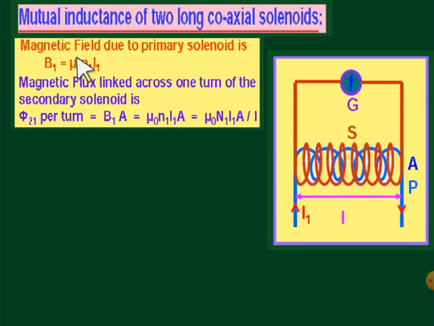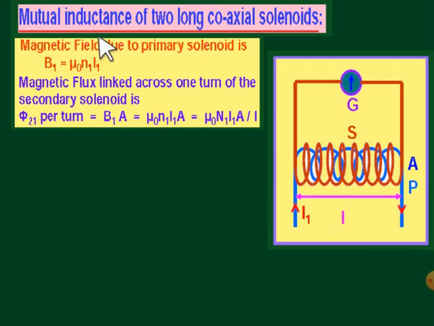So this is the magnetic field due to the primary coil S1. The primary coil is this blue one, the secondary is this brown one. Current I1 is flowing in the primary coil. The magnetic field produced by the primary coil will be B1 equal to mu naught n1 I1. The magnetic flux linked across one turn of the secondary coil, we are not talking of the total number of turns, will be B1A, where B1 is the magnetic field induction produced by the primary coil. This flux passes through each turn of the secondary coil, and B1 will be equal to mu naught n1 I1.